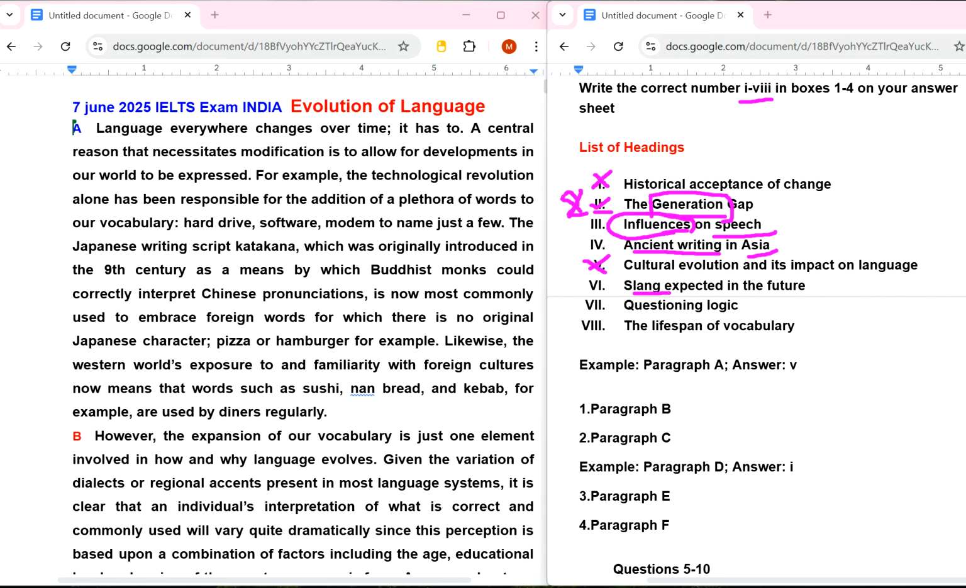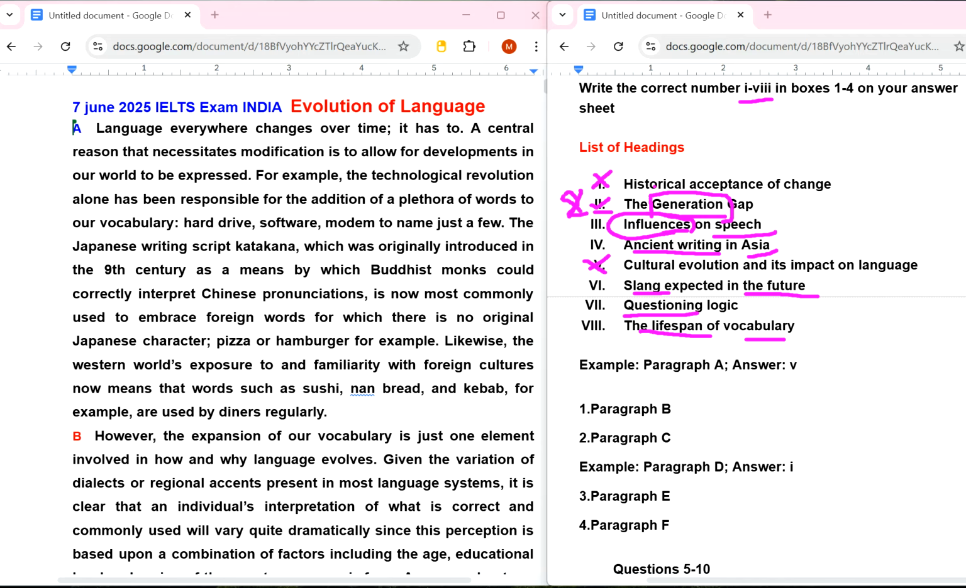Slang accepted in the future. Slang words, as you know, are informal words, and they may be accepted in the future. Questioning logic: raising some questions or doubts on any logic. The lifespan of vocabulary means like the lifespan of a human being, 80, 90, 100, and in the same way they may be talking about the duration of vocabulary.